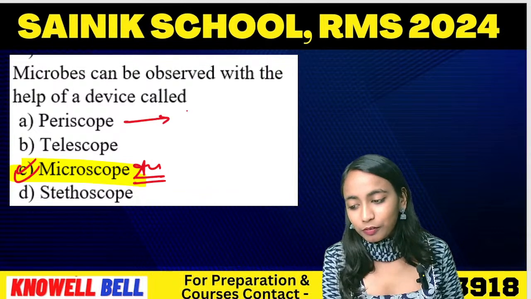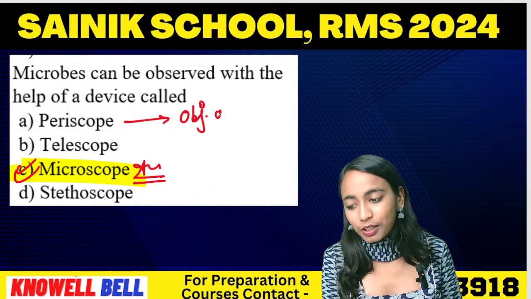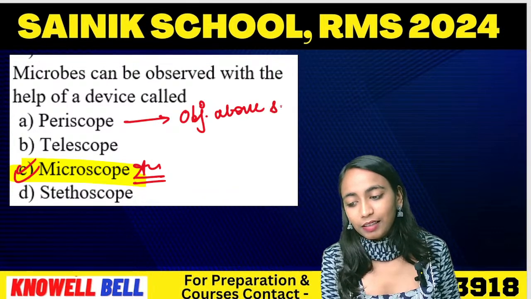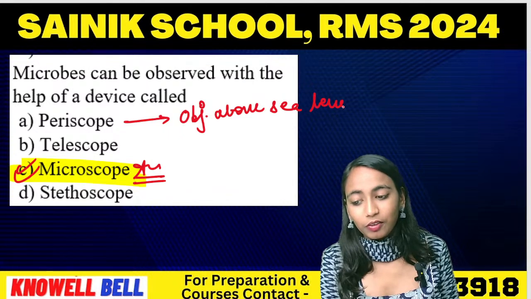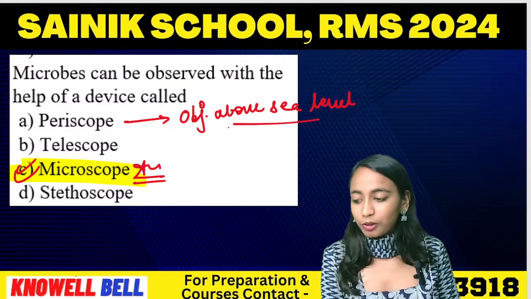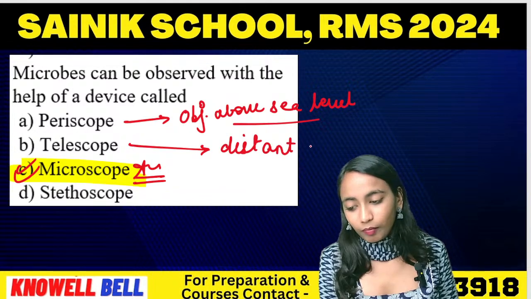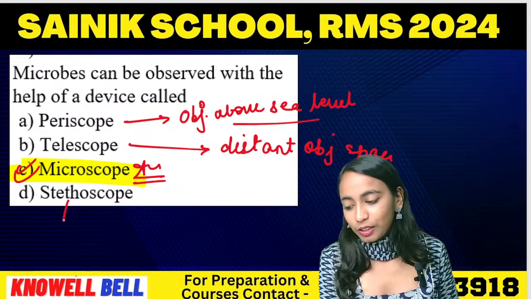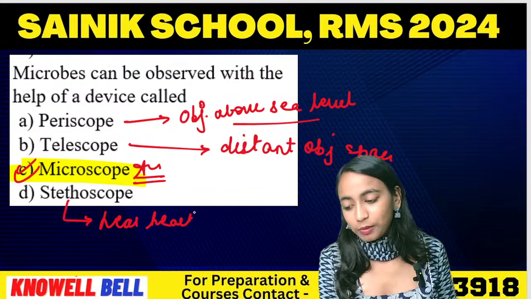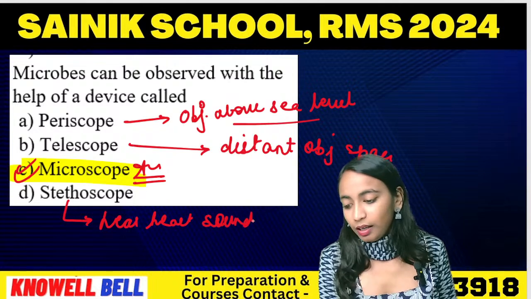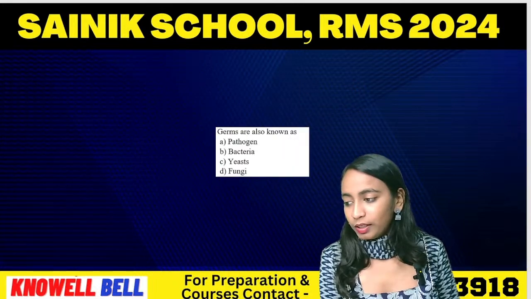What do we observe with a periscope? We observe objects above sea level, the objects that are above sea level. It's generally used in submarines, that we observe using a periscope. Telescope, like distant objects in space. Okay. And with the help of a stethoscope we hear heart sound. What will we do with the help of a stethoscope? We will be hearing the heart sound with the help of a stethoscope.